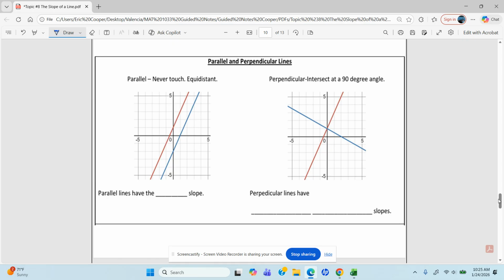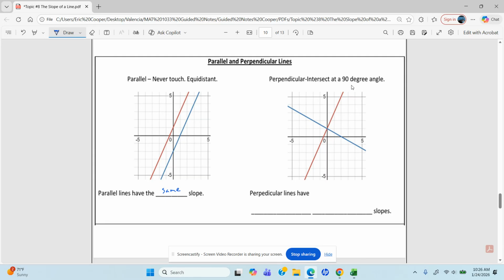We can use slopes to talk about lines that are parallel and perpendicular. We probably remember from geometry class, parallel lines never touch. They're always equidistant from each other. Well, the only way that lines can be parallel is if they have the exact same slope. So two lines that have the same slope will never touch, which makes sense. They're always going to move the same amount up or down and to the right, and so there's no way they'll ever cross each other.